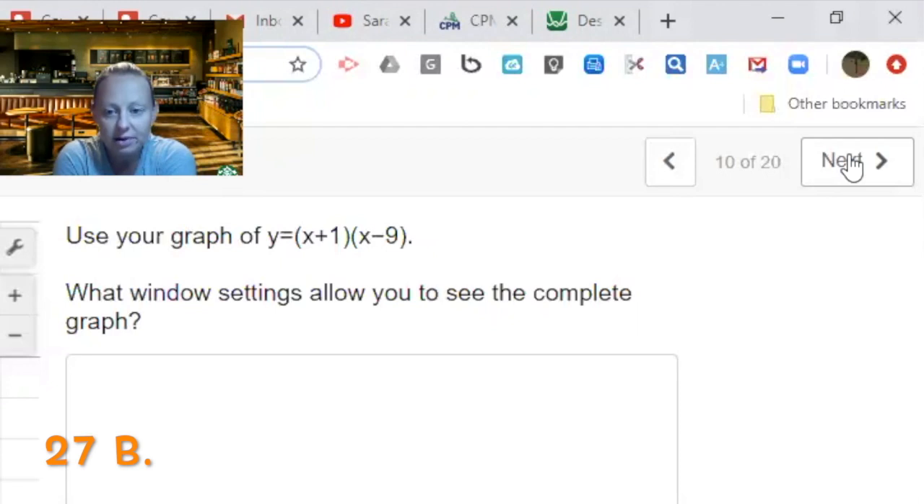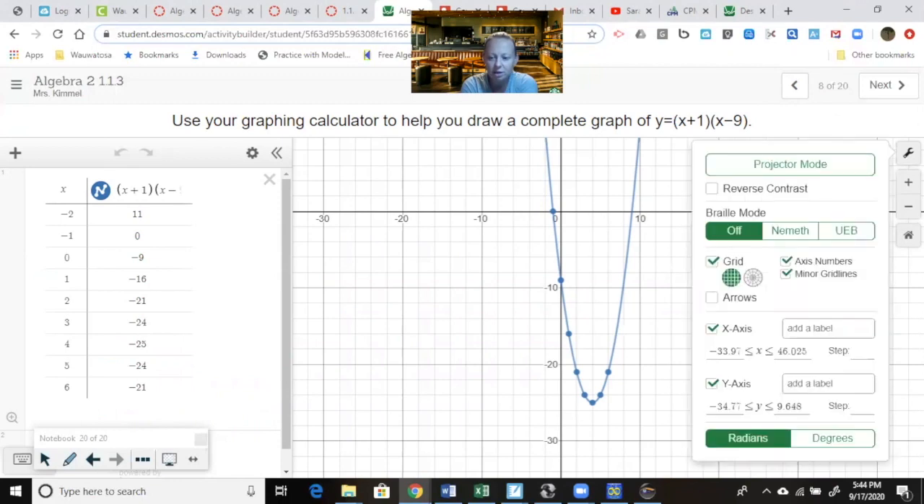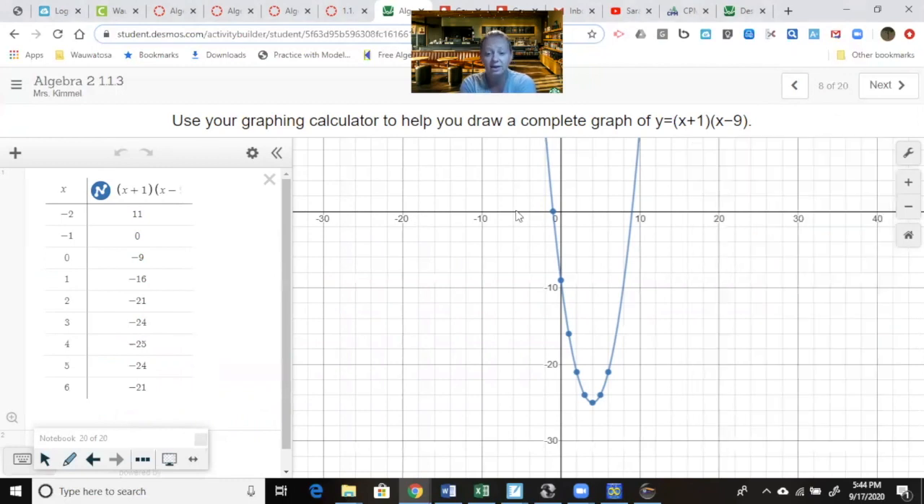Okay, so use the graph. What window settings allow you to see this complete graph? If you hit the wrench here, you will be able to see some decimals and approximations. And what you should notice is that along the x-axis, what we're looking at may be kind of large. We don't need to see that much. So how much do we really need to see for x? Maybe from like -5 to +15.